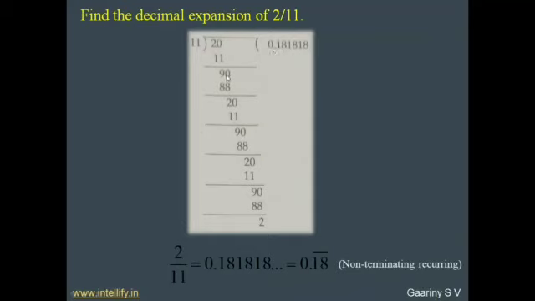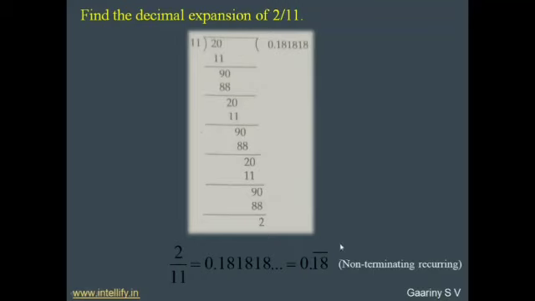Now you have to divide 90 by 11. So you place 8 here. 8 times 11 is 88. So 90 minus 88 is 2. Again you get the same remainder 2 here. So when you divide 20 by 11 again, you get the same values. That is, the quotient gets repeated: 0.181818.